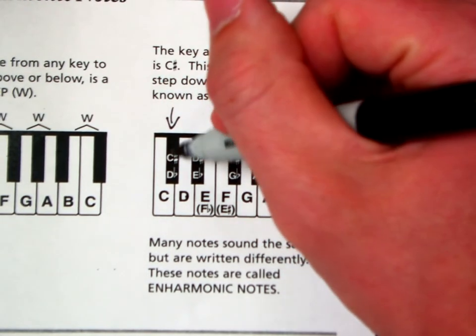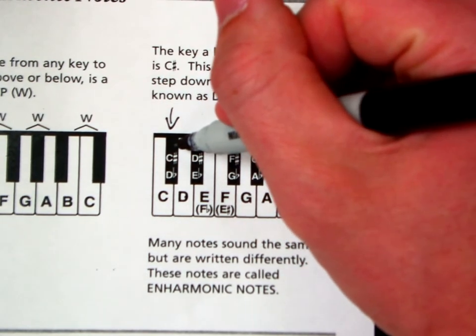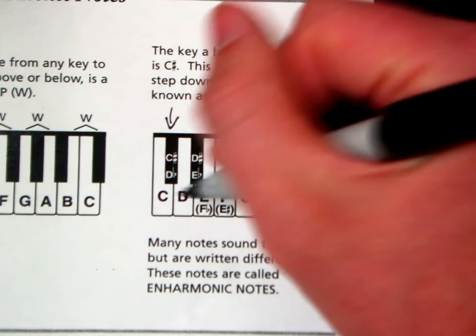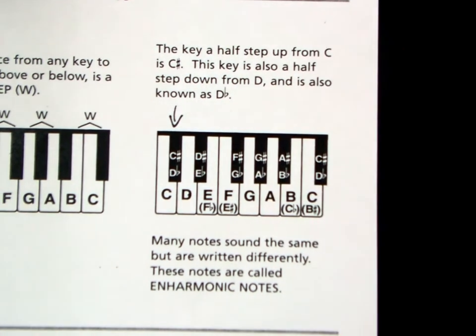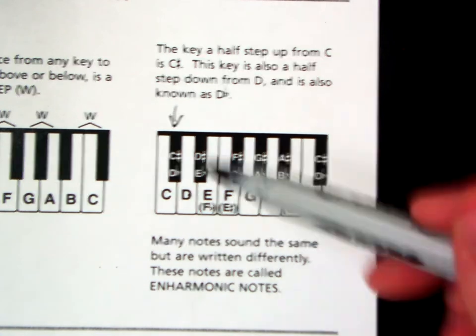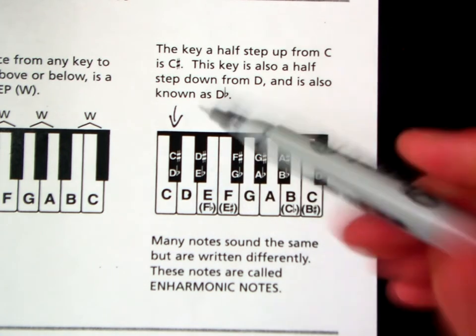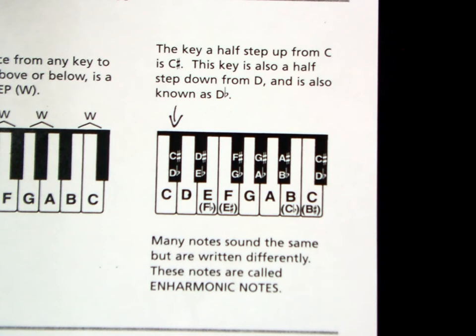Enharmonic is talking about this key right here. If we press that key, we get one sound. But we could call it two different things. We could call it a C sharp, or we could call it a D flat. Right, so those notes are enharmonic. Same thing here. D sharp, E flat. They're enharmonic. Now we know which one to use, usually based on the key that we're talking about.